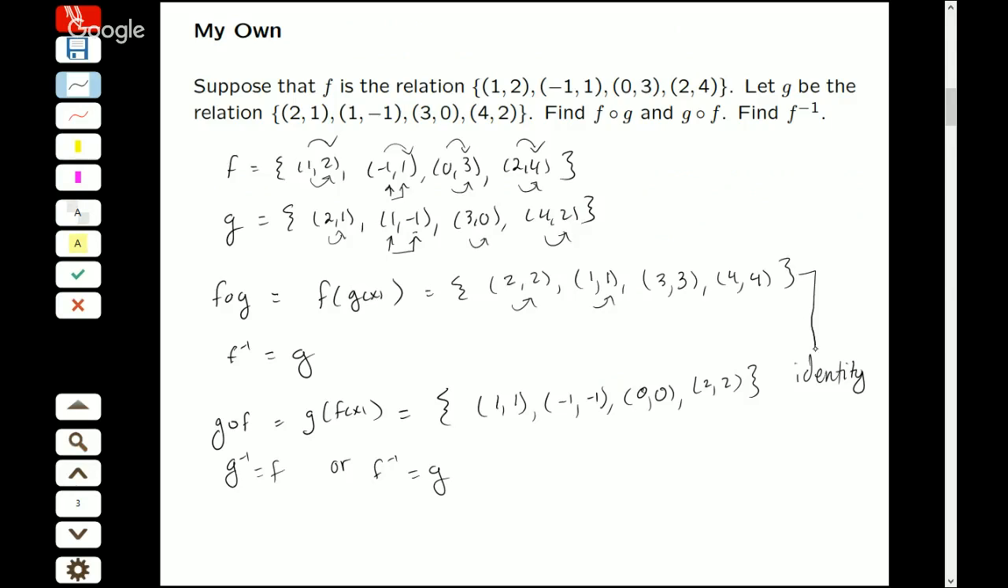Compare these two identity function representations. Do they have the same numbers in them? Up here I have 2 to 2. Do I have 2 to 2 down here? Yeah, it's the last one. I have 1 to 1. Do I have 1 to 1 down here? Yeah. I have a minus 1 to minus 1. Do we have minus 1 to minus 1 up here? No. I have a 3 to 3. Do I have a 3 to 3 down here? No. How about 4 to 4?